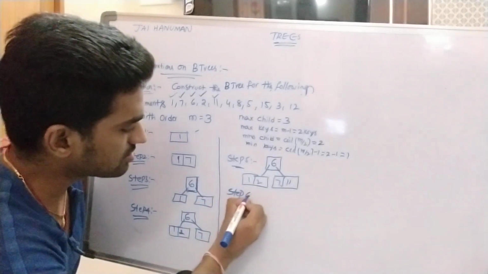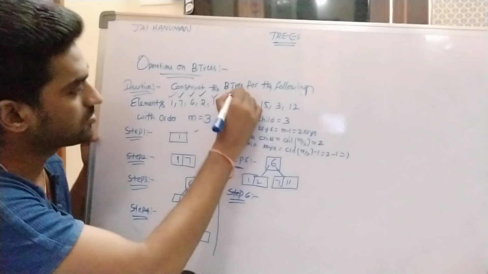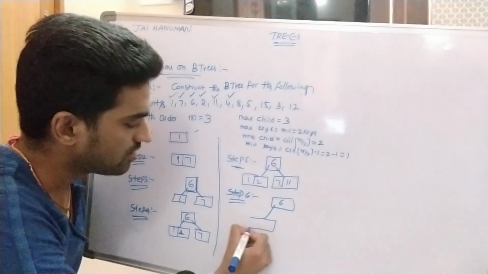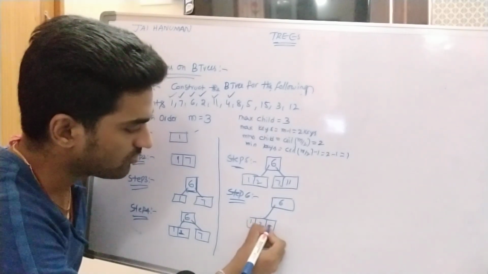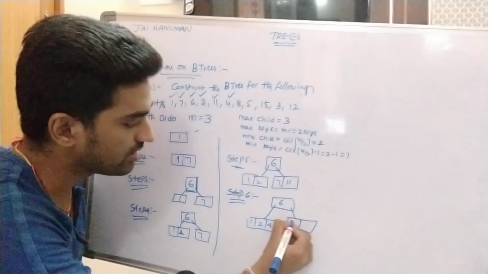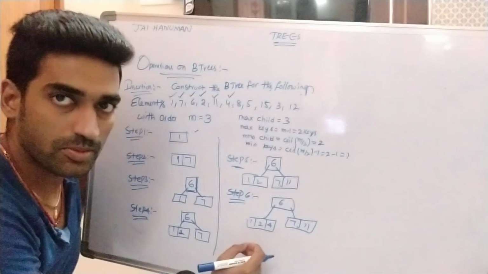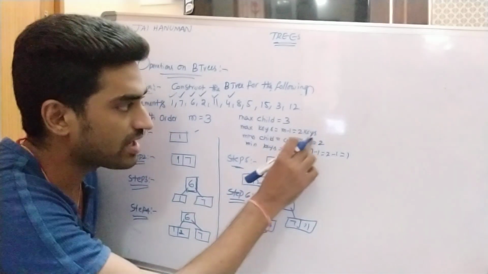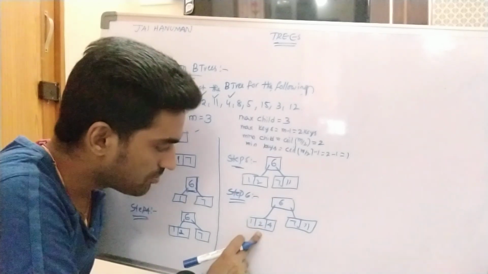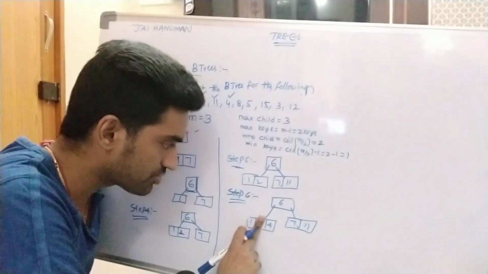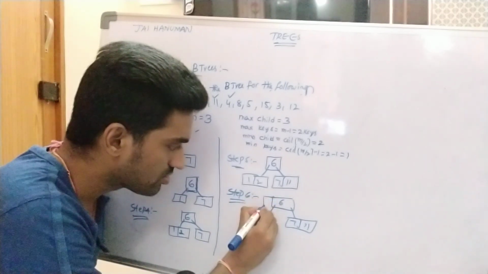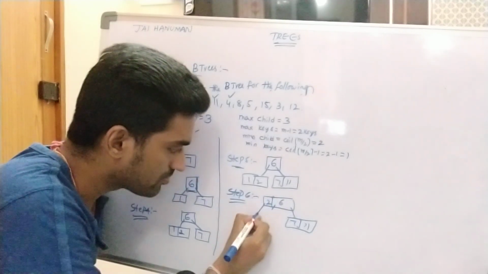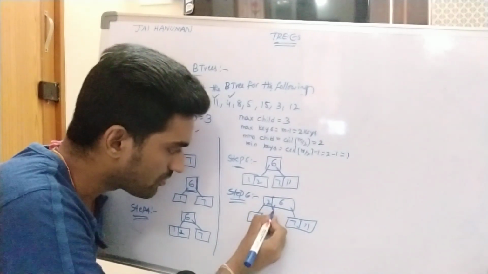Step 6: 4. When compared to 6, 4 is a lesser value, so we place it at the left position: 1 2 4, and 7 11. Now check whether the tree satisfies the B tree property or not. This is a third order B tree. This node contains three key values, but the maximum is 2 only. So the middle element moves to the previous level, that is 2 and 6. For 2, what are the children? 1 and 4.